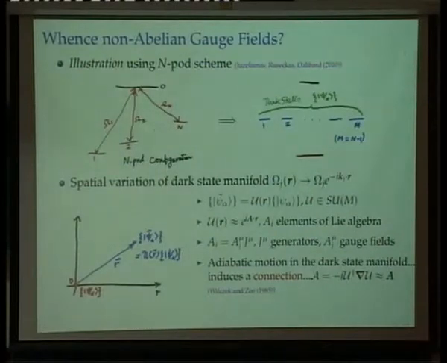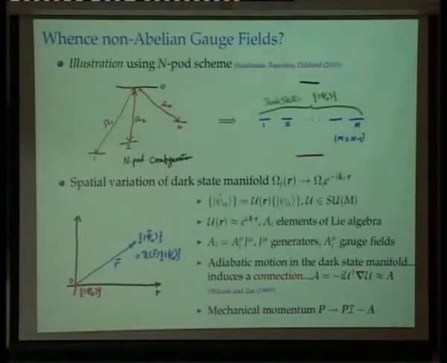This was actually shown by various people before. What happens is that the mechanical momentum of the system gets replaced from the original momentum P to this object, P minus A, which is now a matrix. That's the gauge field. That's the non-abelian gauge field.